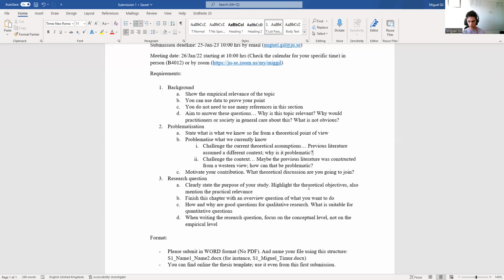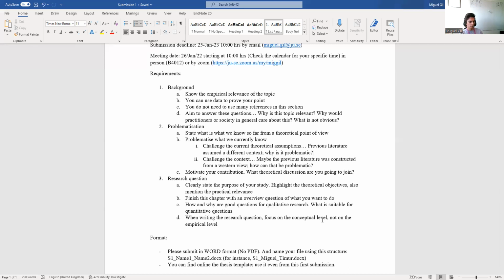What do you want to achieve theoretically? A better understanding of a concept, a reconceptualization of something. What do you want to achieve? And then my suggestion is that you finish this introduction with a question that wraps up everything. And when you write your question, remember to focus on the conceptual level, not the empirical level. It's not a good research question to ask, for example, what is the common understanding of performance in Sweden? That is not a good research question because it's very practically and empirically driven.